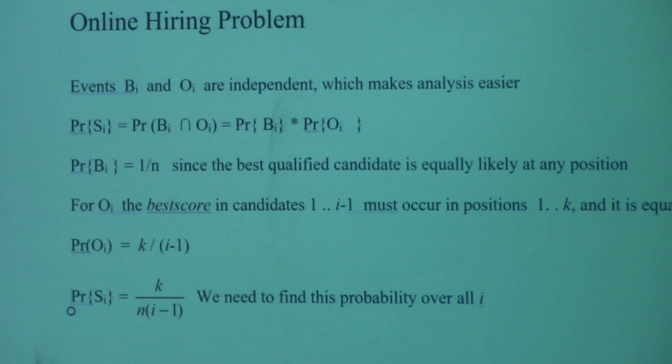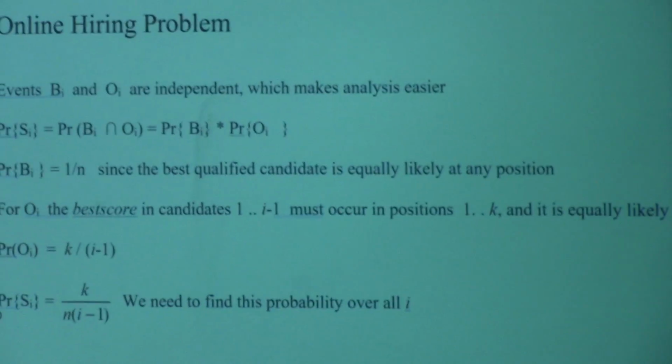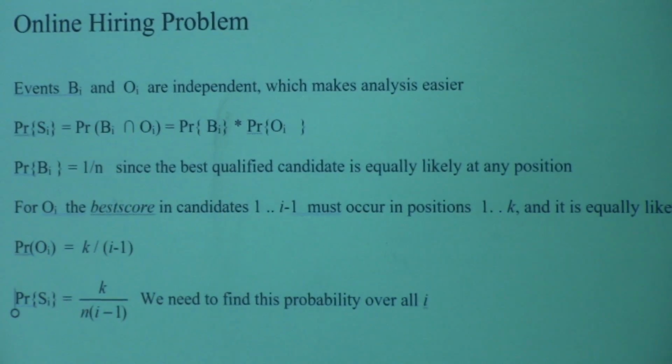So B sub I and O sub I are events. They're independent events. What is B sub I again? That's the event that the best candidate is in position I. And O sub I is the event we do not choose people in positions k plus 1 through I minus 1. So these are independent events, and this makes our probability a little bit easier. So the probability that we hire S sub I, where S sub I is the best, is the probability that B sub I and O sub I occur together. And when events are independent, the probability is the product of the probabilities of the events.